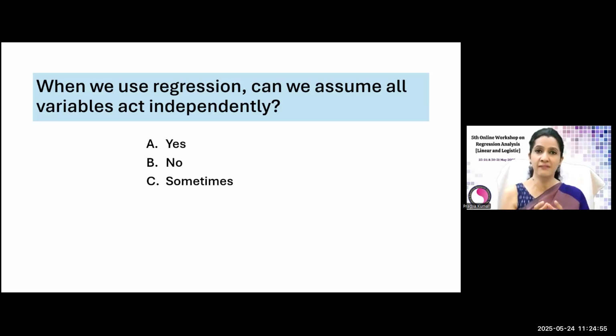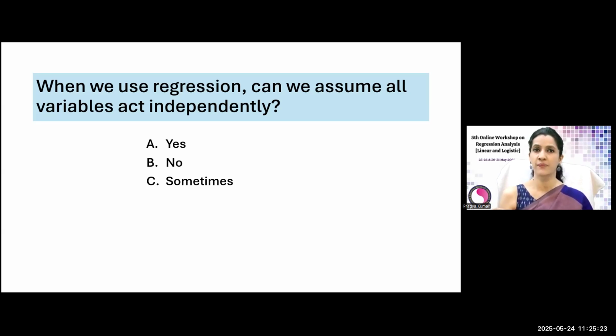So any variable never acts independently. We talk about it, but it is always in relation to each other. So the answer will be no. No variable acts independently. We talk about it, but biologically, in the real world, there's a mix. Everything is interacting with everything else. We cannot study so many interactions because then the statistical part will be very complex.